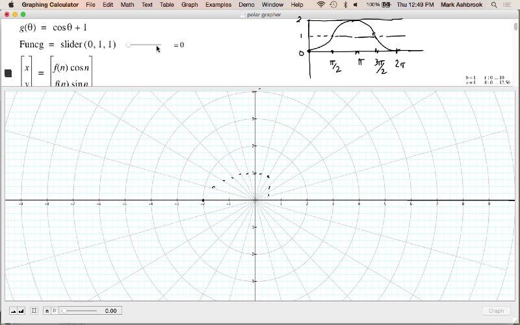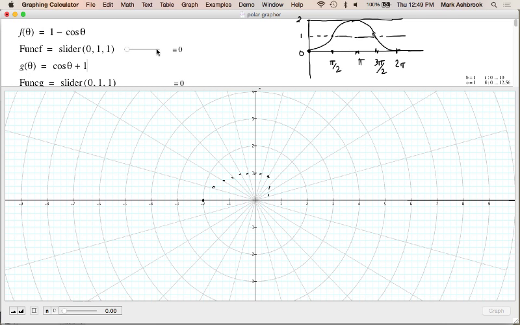Let's just turn it all on here. So what, 1 minus cosine function on. Here we go. Ready?